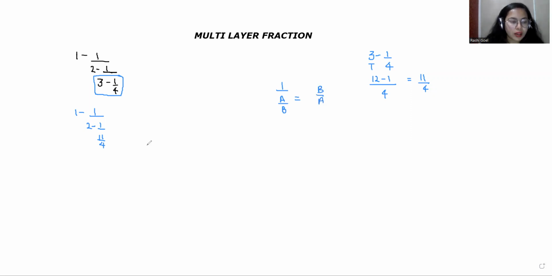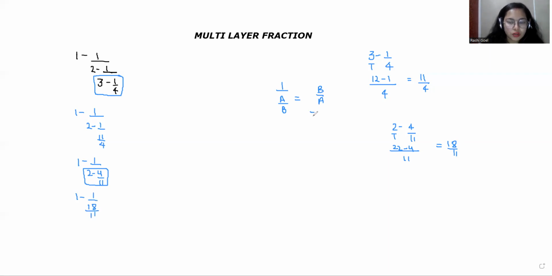A. So I can write this as 1 minus 1 over 2 minus 4 over 11. Now I'm considering this part and solve it. 2 minus 4 over 11. I'll take the LCM. So here 11, 22 minus 4, that is 18 by 11. So 1 minus 1 over 18 by 11.